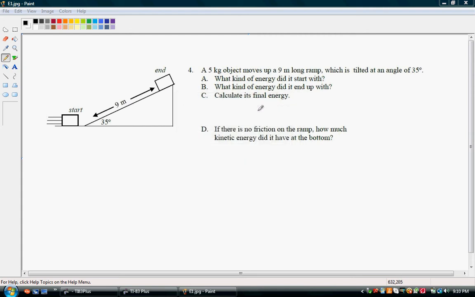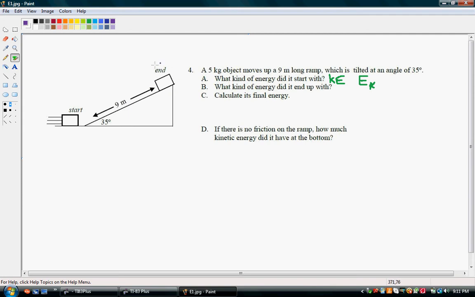Hey guys, so a 5 kilogram object moves up a 9 meter long ramp, which is tilted at an angle of 35 degrees. So 4A asks us, what kind of energy did it start with? Well, the box is moving here, and we know that the energy of a moving object is kinetic energy, or you could also call this E little k.